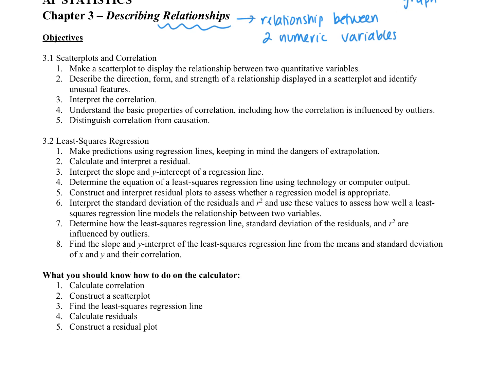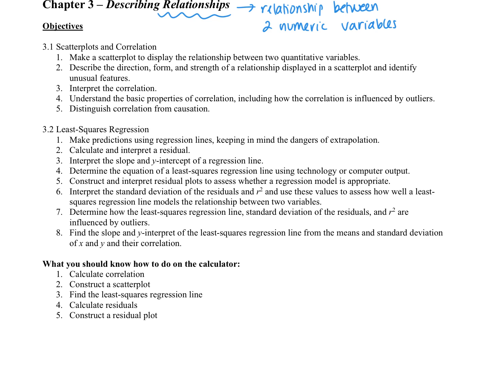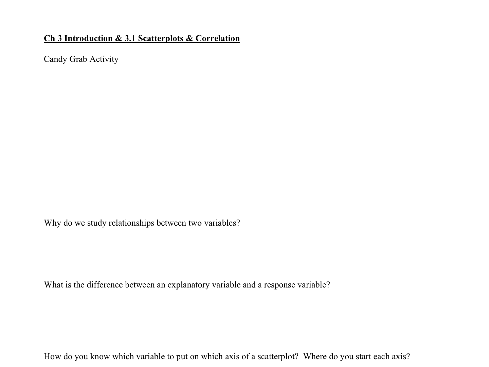You're going to notice down here at the bottom of the objective page, there's quite a few things that you're going to learn on the calculator. So we're going to make sure that we have our calculator each day. Okay, so to start out, we're going to start out with an activity that we're going to do together as a class so that we can understand kind of the background of what's going on. Okay, why do we study relationships between two variables? Firstly, we want to be able to make predictions.